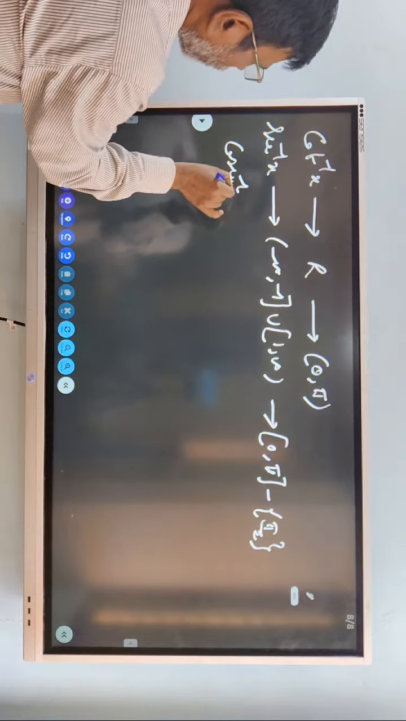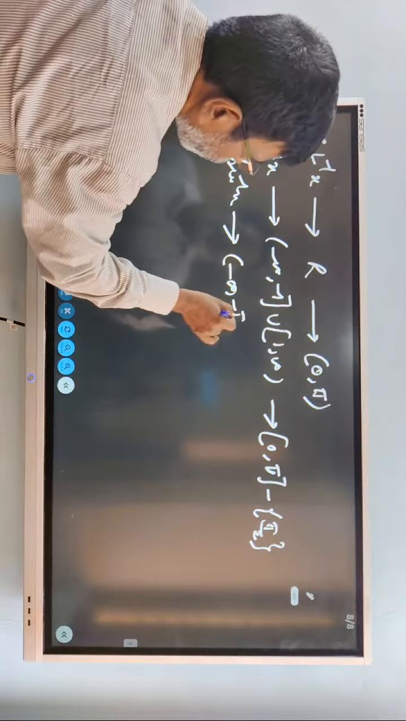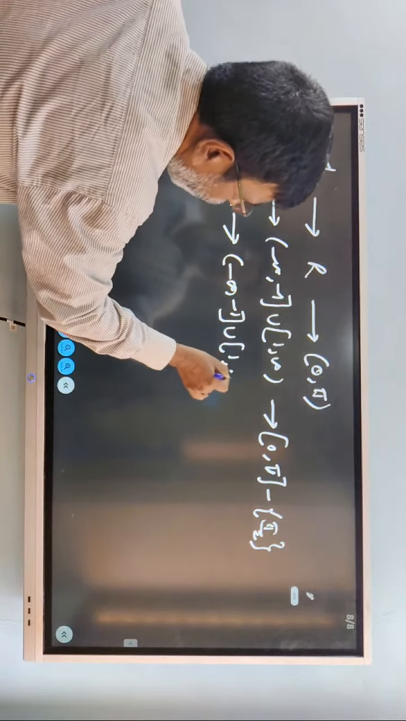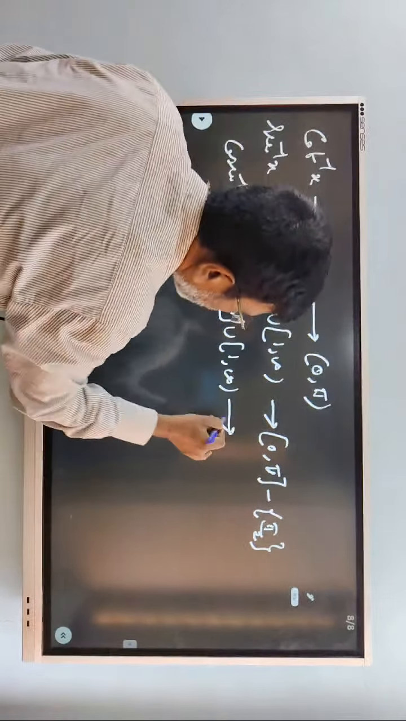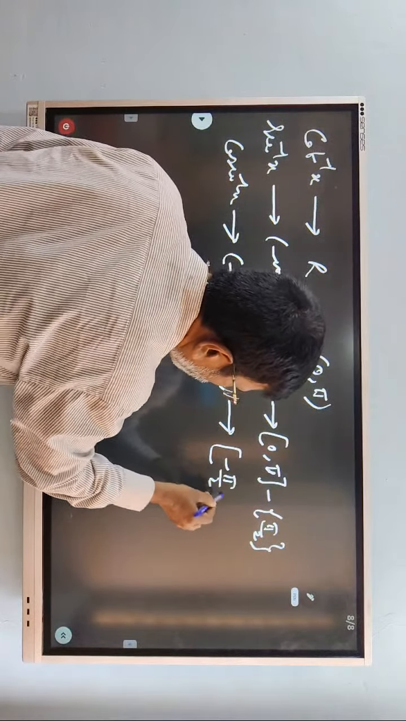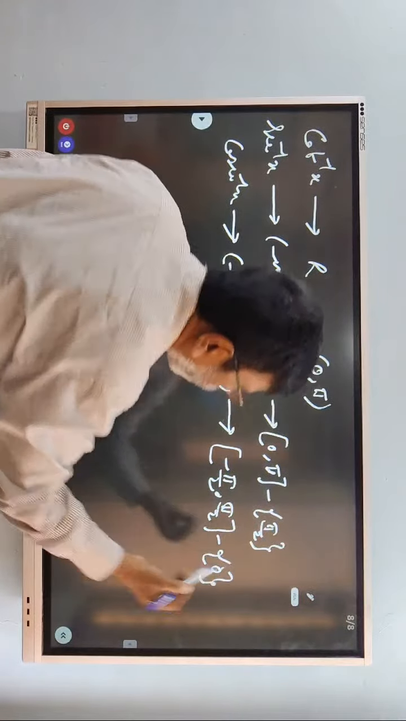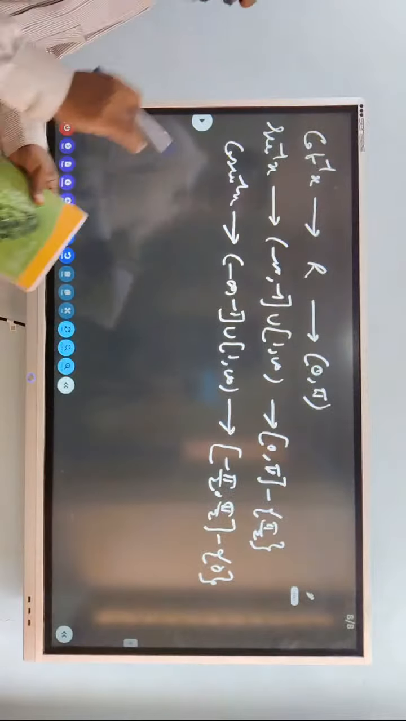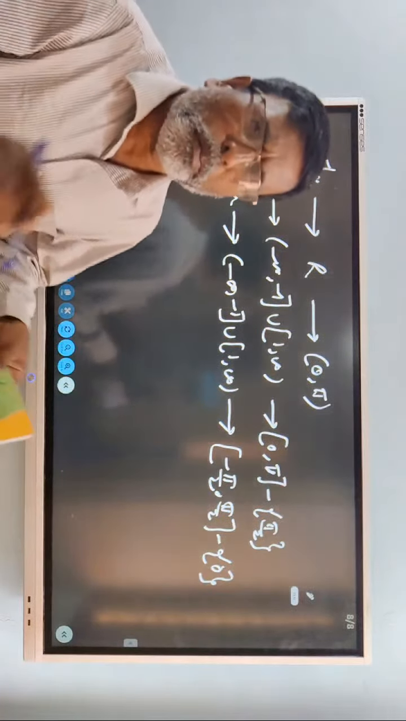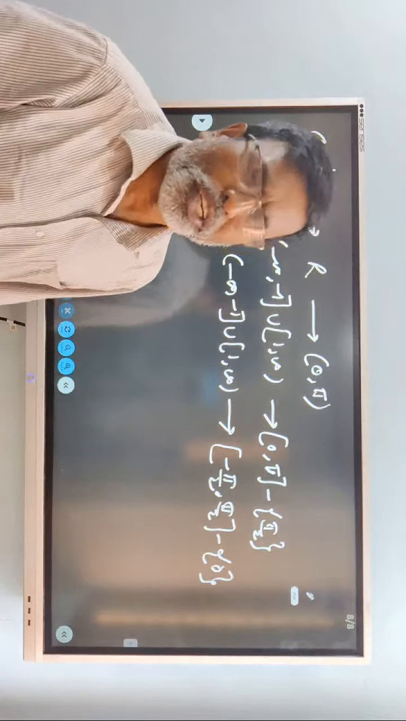So cosecant inverse x, in the same pattern, the domain is minus infinity to minus 1 union 1 to infinity. Here it is very important: in between minus pi by 2 to pi by 2, you take all elements except 0. That's very important. These are the basic concepts, basic formulas for inverse trigonometry.